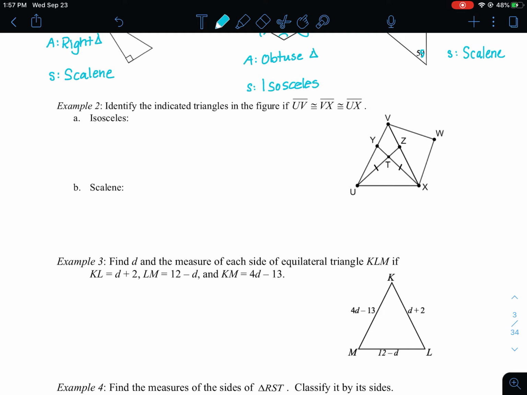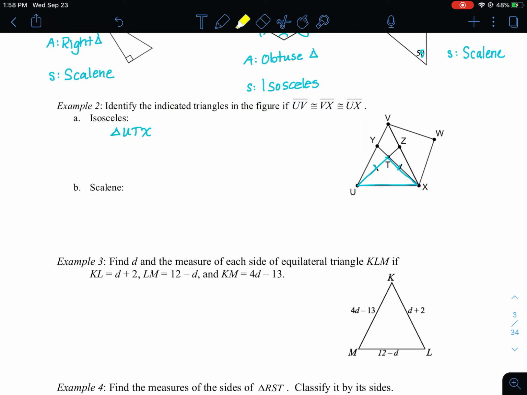Now we can only go by what's in this figure. So I do see these two congruent marks. Oh, and that's different from what they gave us. So I know that this triangle here is isosceles. So we're going to say triangle UTX.